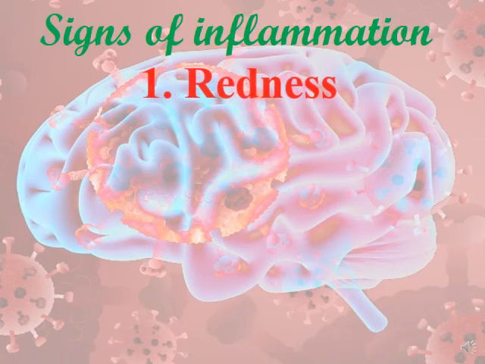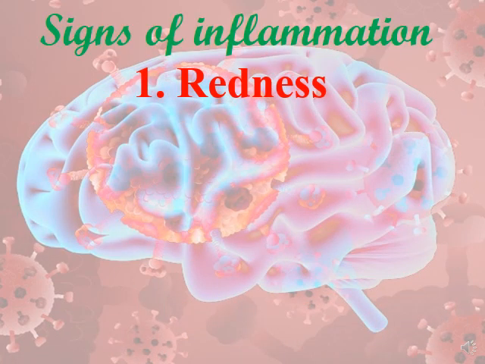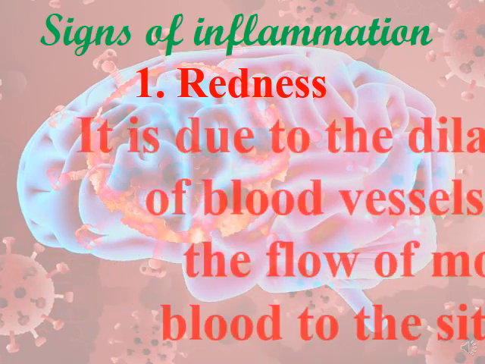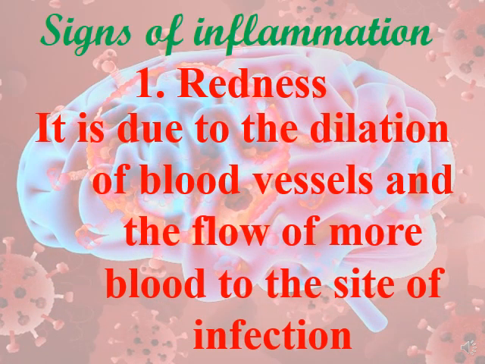Let's talk about the first sign of inflammation. The first sign of inflammation is called redness. Redness is due to the dilation of the blood vessels and the flow of more blood to the site of infection. So the blood vessels dilate, and more blood flows to the site of infection.